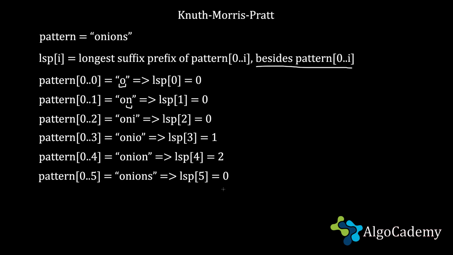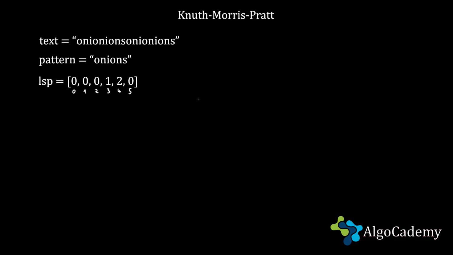We will see a little bit later how this array is going to be computed, but first of all, let's take another example where we also write the values of the LSP array and see how the algorithm works. And let's take this example. We have the text string, the pattern string is still onions, and the LSP array is the one that we have previously computed. Now, what do we do?